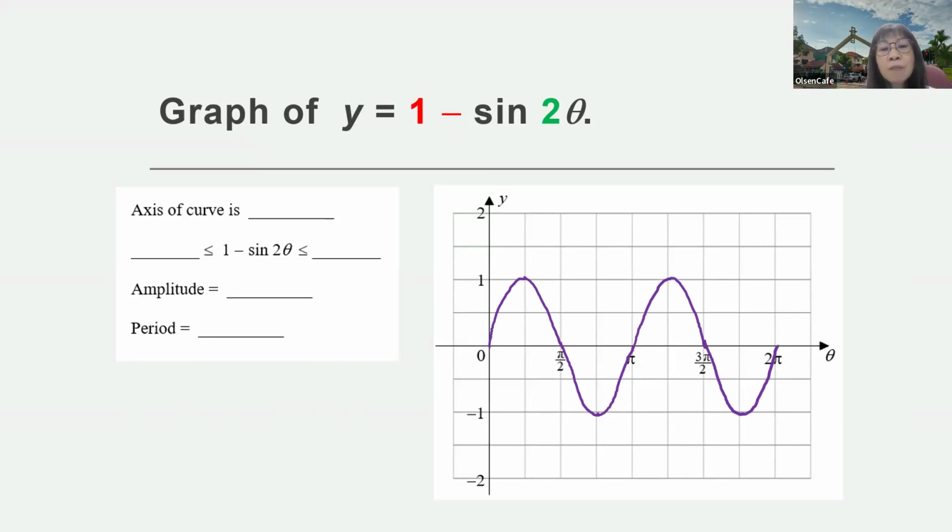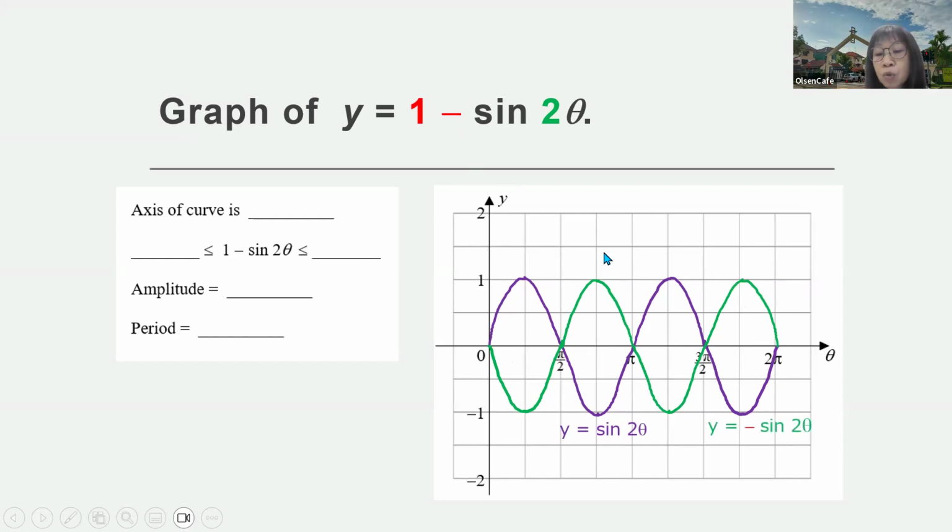What it simply means is that the whole graph is being reflected. Whatever positive value will be reflected along the x-axis, and now you will get the shape like this. The positive values now become negative, and negative values become positive, and so on and so forth. So this will be y equals negative sine 2 theta.